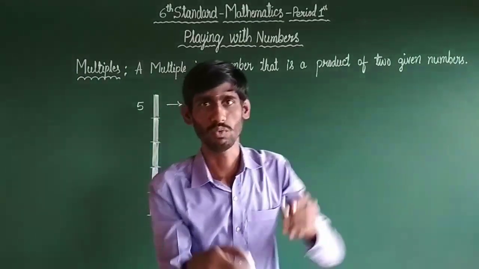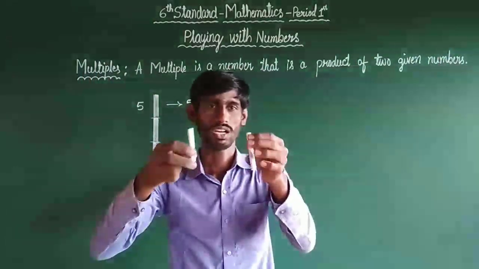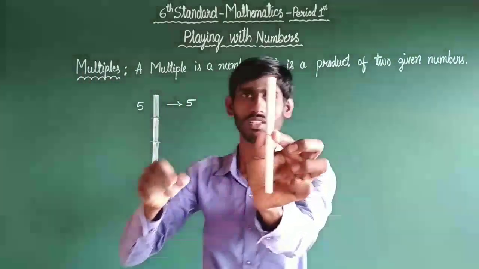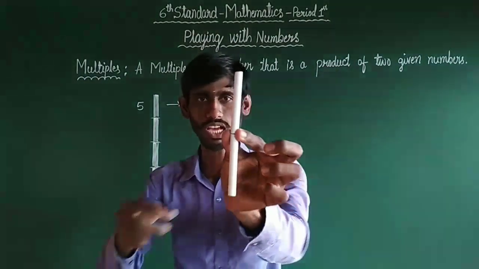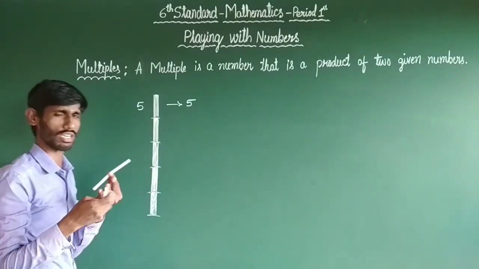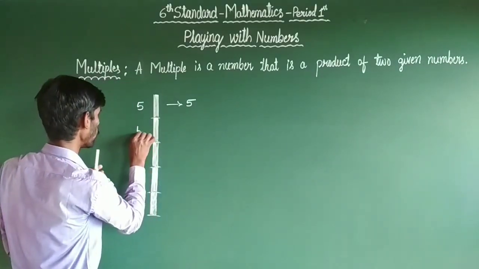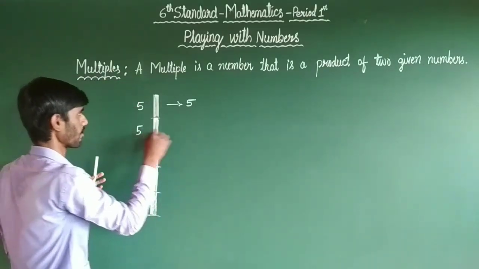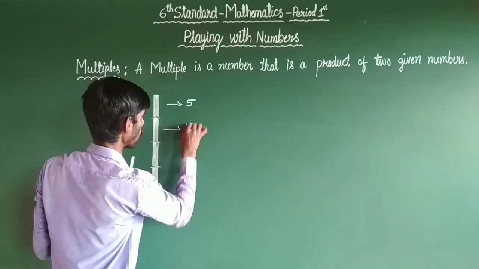I will add one more piece of chalk with the last one. Observe here. This is the first one, this is the second one. The measurement of each piece of chalk is 5 centimeter. The second one is 5 centimeter. 5 plus 5 is equal to 10.